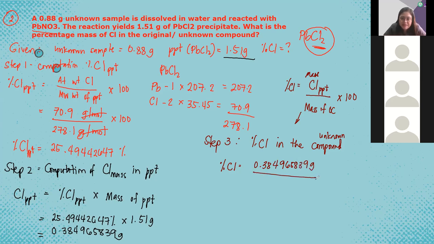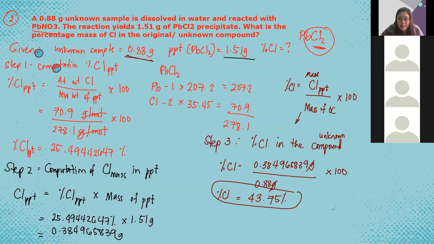0.38496583 grams divided by the mass of our original compound that is given in the problem. It's 0.88 grams times 100. Let's cancel the grams here. So we'll have 0.38496583 grams divided by 0.88 times 100. Please round off the final answer to 2 decimal places. Therefore, the percent chloride in our original compound is 43.75%.